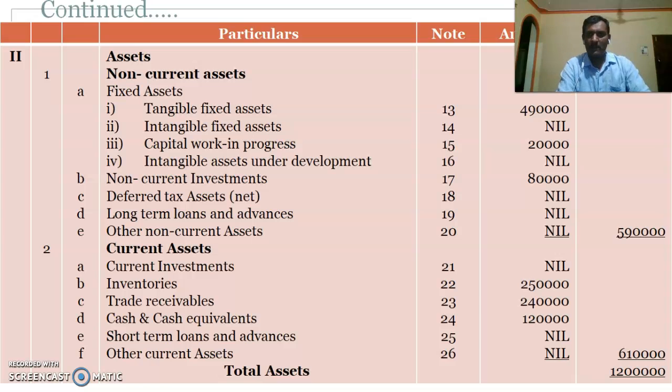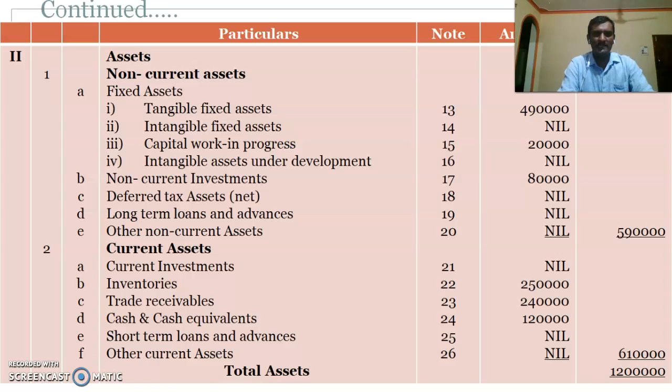In the assets part, we have two components: non-current assets and current assets. Under non-current assets, we have five sub-components. Of that, important is fixed assets. Again, under fixed assets, we have four components. One is tangible fixed assets. The second is intangible fixed assets. Then capital work in progress, and one more is intangible assets under development.